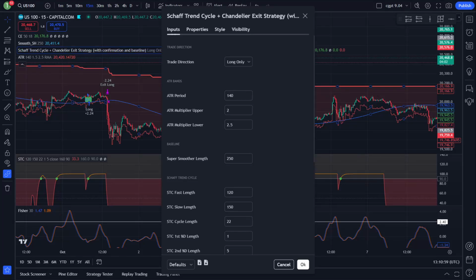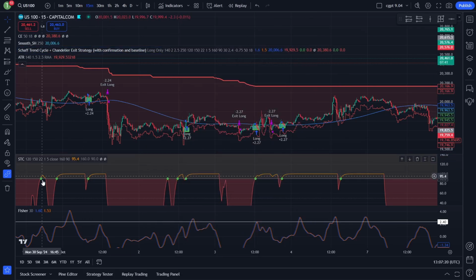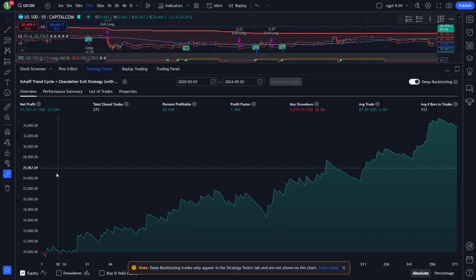Today I brought you a new TradingView strategy script that I coded with the help of ChatGPT and optimized it for the US 100 15-minute chart. This strategy utilizes the Schaff trend cycle alongside the Fisher transform to give great entry signals. After I optimized the strategy, the results came out great.